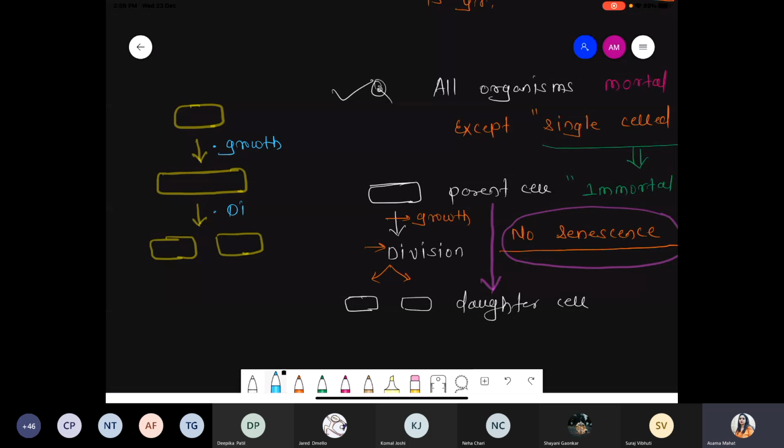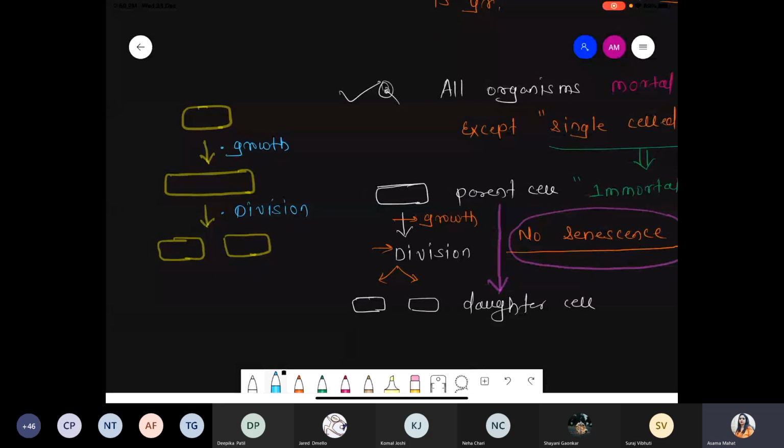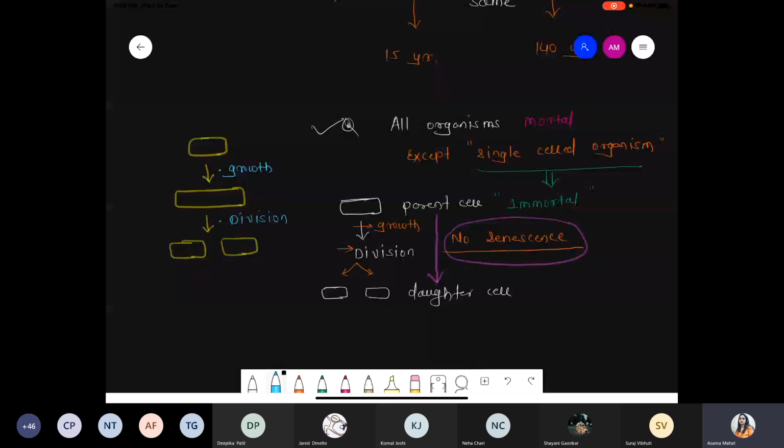Normally, every organism shows the division parameter, they can divide, and the old cells, the mother cells, undergo the apoptosis process, natural senescence process. But these are the exception case for the single celled organism, because they show growth, the body gets enlarged, and now they divide into two equal halves and form two daughter cells. Got it? So this is the second important parameter. All organisms are mortal except single celled organisms. Clear?